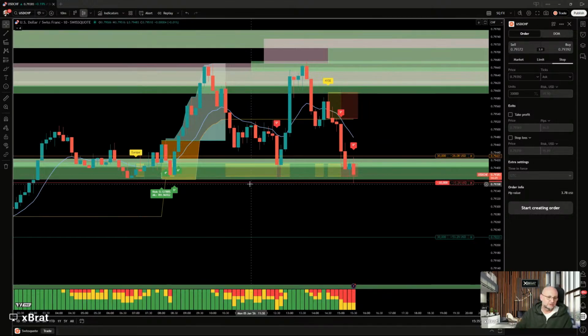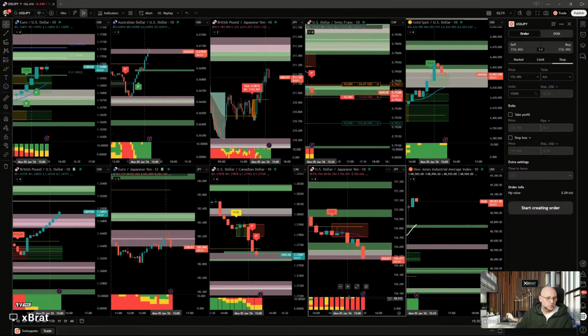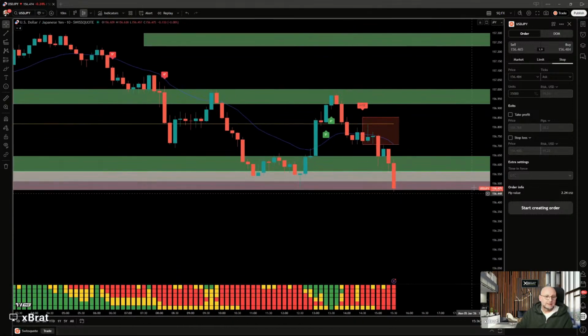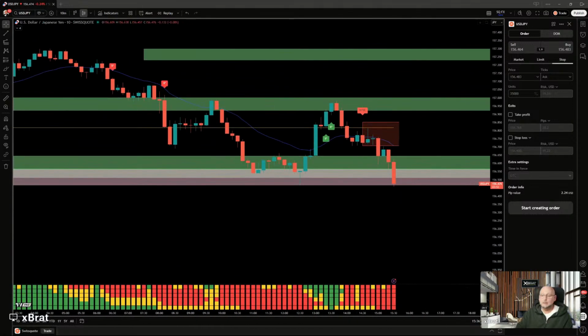I'm in the short on US dollar CHF. I'm not going to hang around for this because this could be a very slow boat. US dollar, Japanese yen. Let's have a look at that a second. That is pushing through there as well. I'm just going to have a look at it on a confluence chart. Okay, what we're waiting for, an xBrat algo.